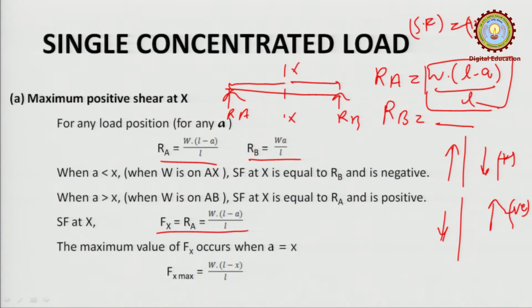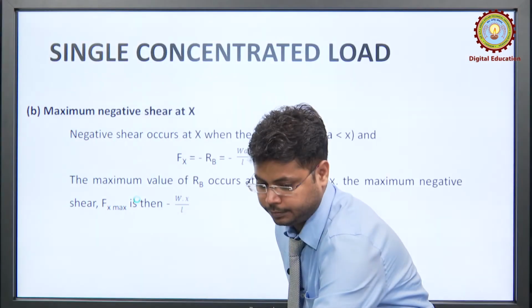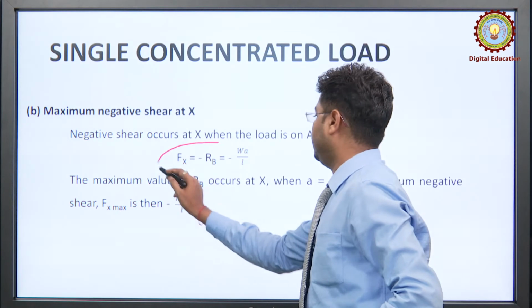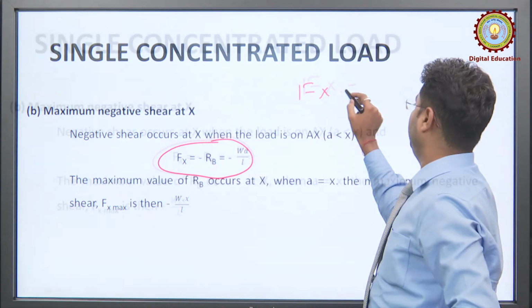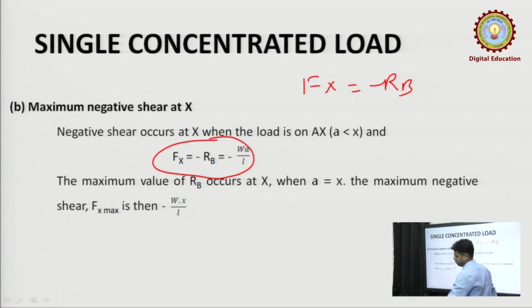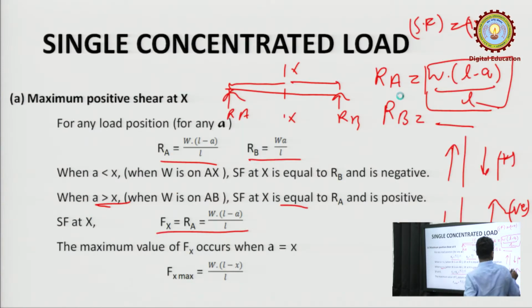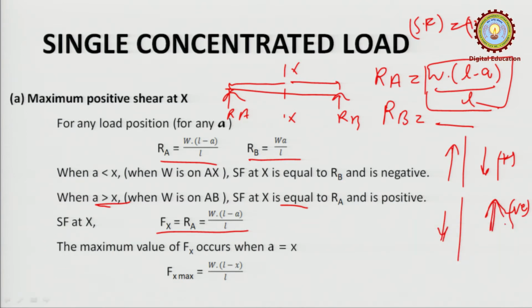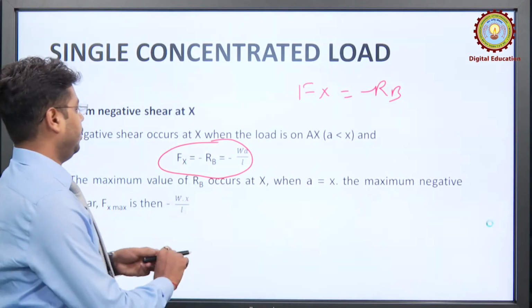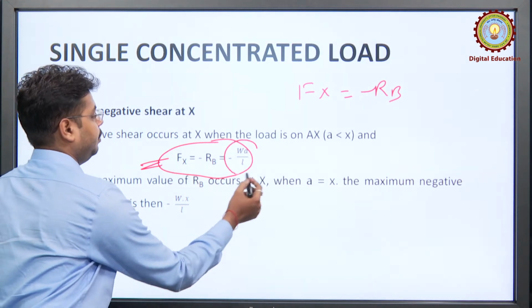This value is for when A is less than x. For A greater than x, the value will be Fx equal to minus Rb. Minus Rb because on the right side of the section the force is upward. If the force is upward, the value will be negative. Because of that reason, we have a value of minus Wa upon L.